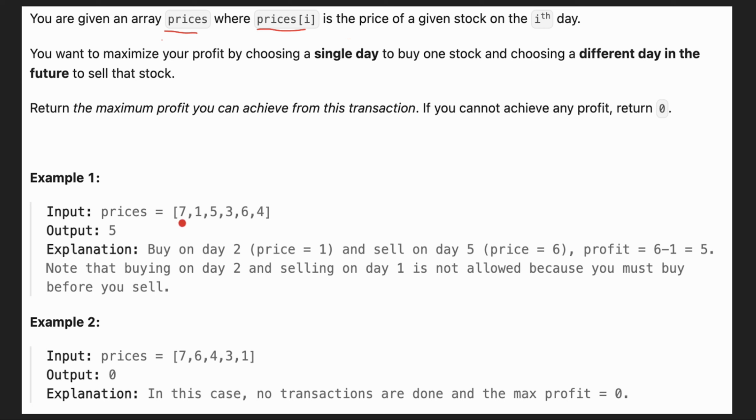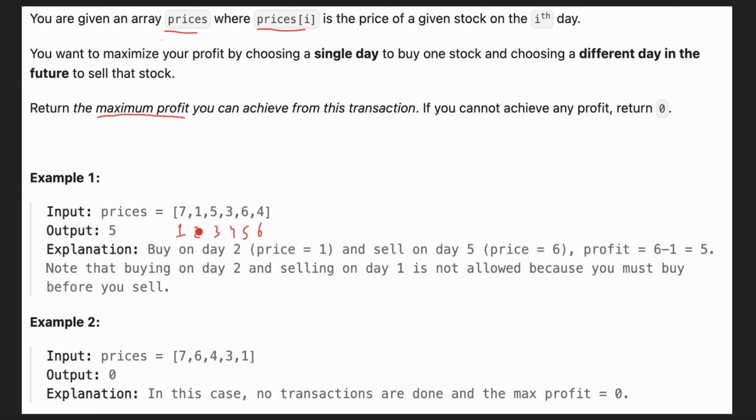Today we have a problem where we are given an array of prices, where prices[i] is the price of a stock on day i. For example, we have days 1, 2, 3, 4, 5, and 6, and these are the prices for the stock. We can make only one transaction, and we need to find how to make the maximum profit out of that transaction.